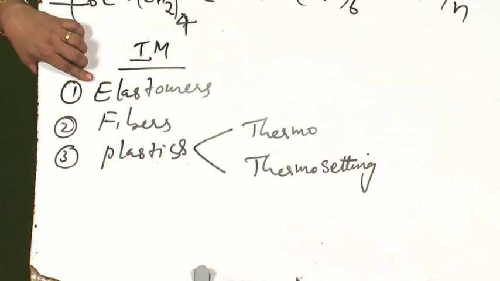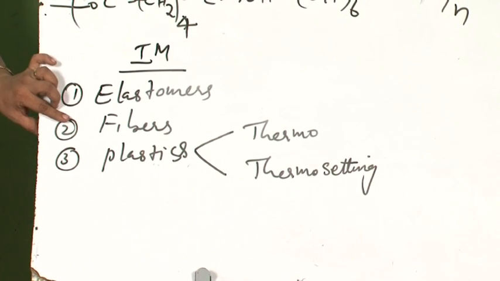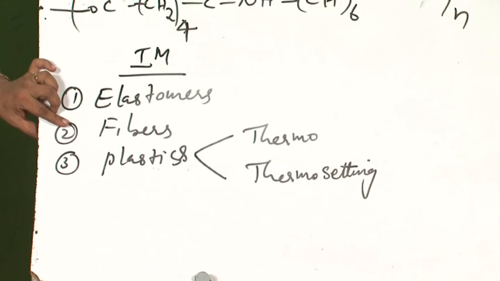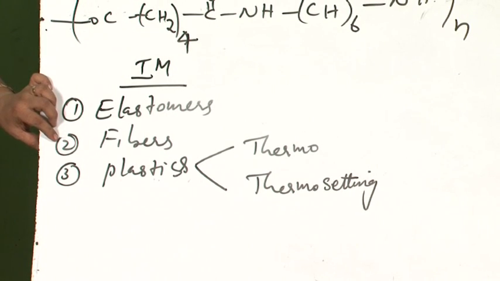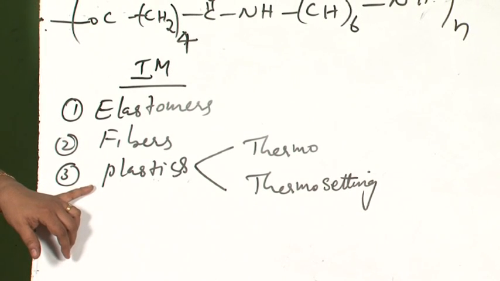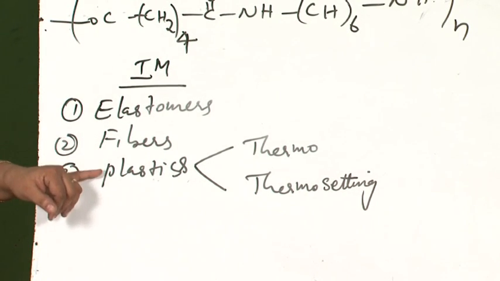The intermolecular force of attraction is weak, so it is stretchable. Fibers, the intermolecular force of attraction is very strong. For example, nylon ropes you are familiar with, the intermolecular force of attraction is very strong in this. Plastics, the intermolecular forces of attraction are in between elastomers and fibers.